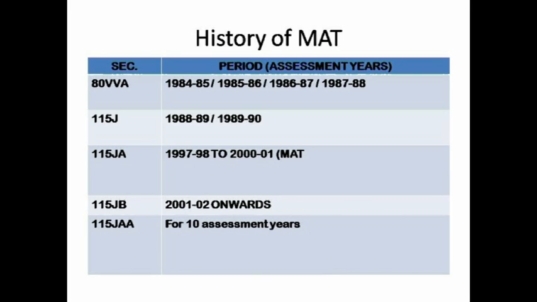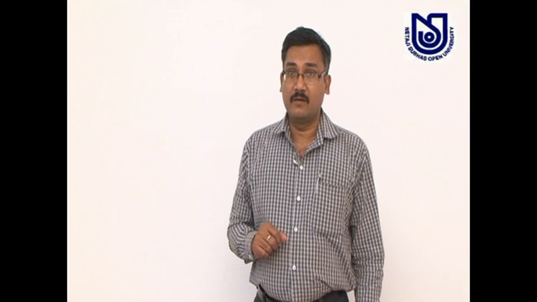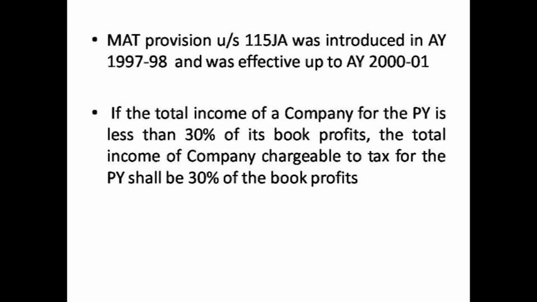Again, the tax provisions were amended. From the assessment year 1997-98, section 115JA was introduced, and according to section 115JA, we have to compute two figures: the total income and the 30% of the book profit. If the total income is less than 30% of book profit, then the amount chargeable to tax would be considered as 30% of book profit. That is, the company is liable to pay tax on 30% of book profit if it is more than the total income. This section, that is 115JA, was effective from the assessment year 1997-98 to 2000-2001.